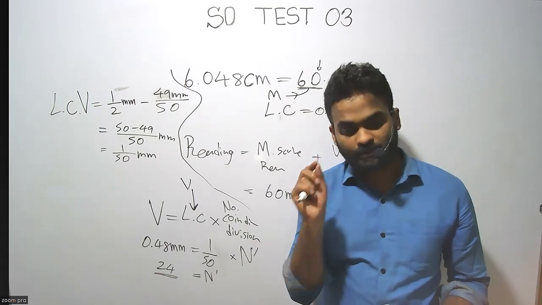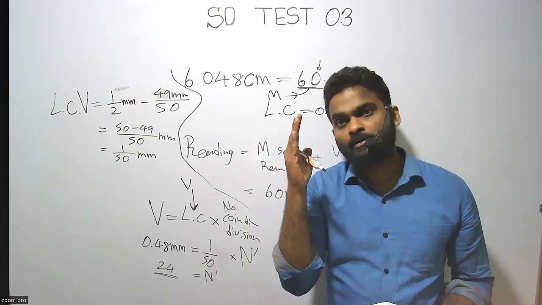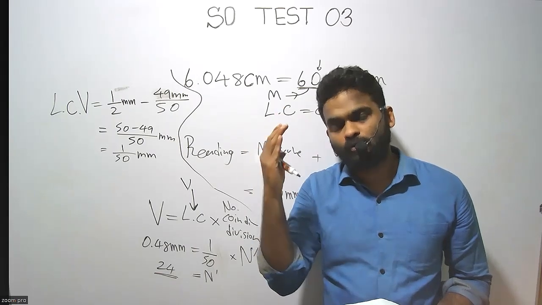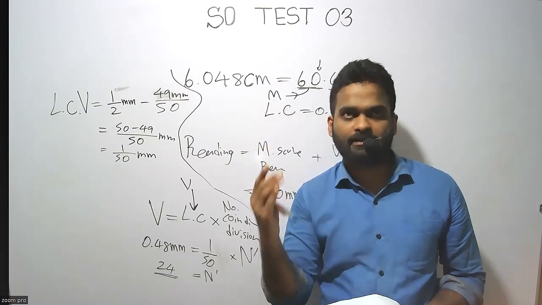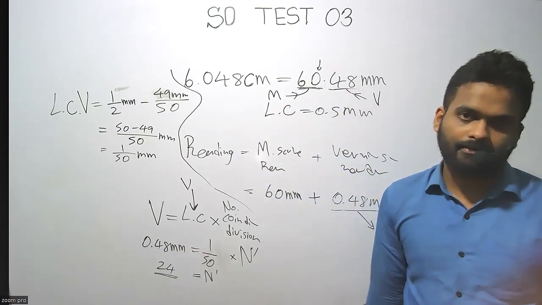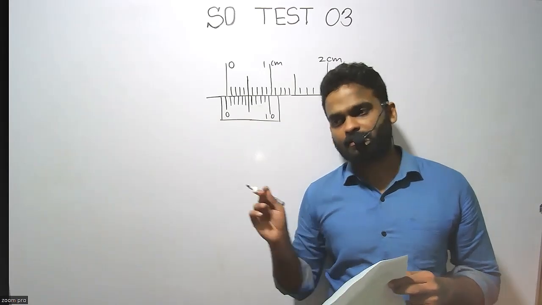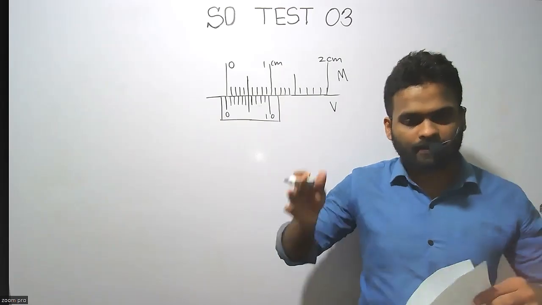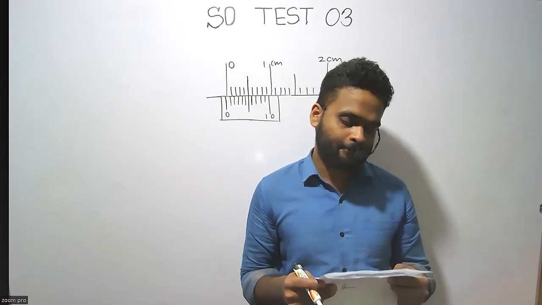So the 24th division of the vernier scale coincides with a division of the main scale, right? So if you didn't understand clearly the first previous question, please watch that again, right? And if you have further questions, you can ask me on that.